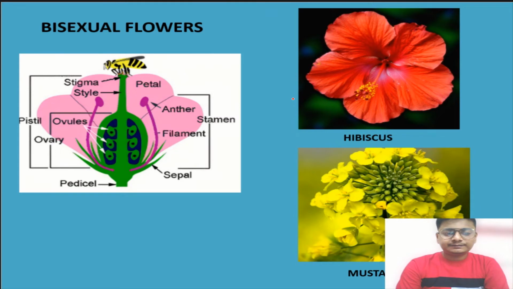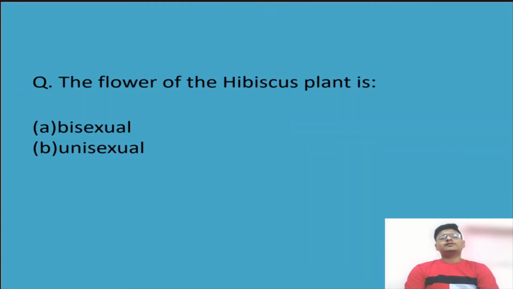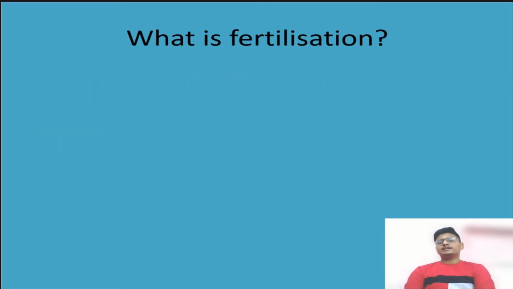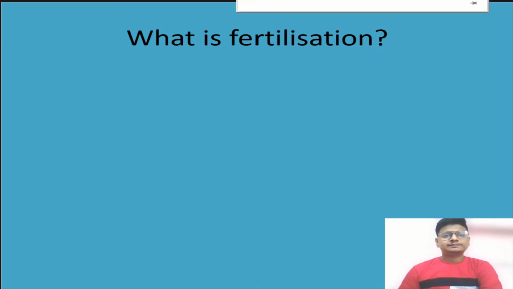Let's go further. The flower of the hibiscus plant is bisexual or unisexual? So it is bisexual in nature. Okay, so now a question is there: what is fertilization? Okay students, so what is fertilization? Anyone know about this? So fusion of male and female gamete is known as fertilization. So male and female gametes fuse in the flowering plants.